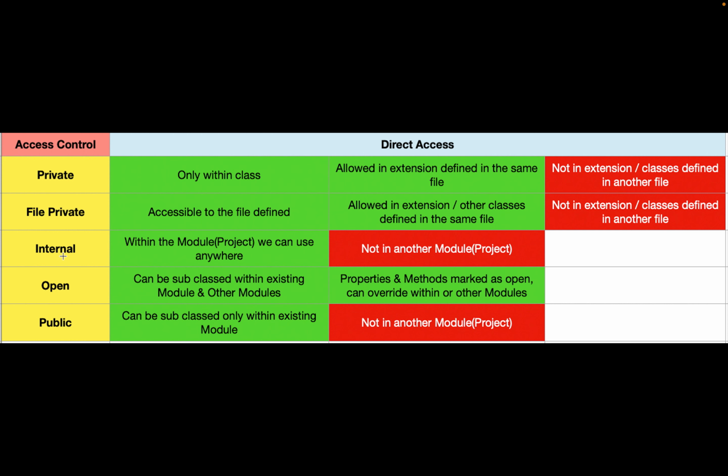For this internal access control, we can use it anywhere within the project, not in another project. For open, we can subclass within the existing module, that is a project, or in other projects. Properties and methods marked as open can be overridden within the module or other modules. Public can be subclassed only within the existing module and not from other modules. This is about the access control.